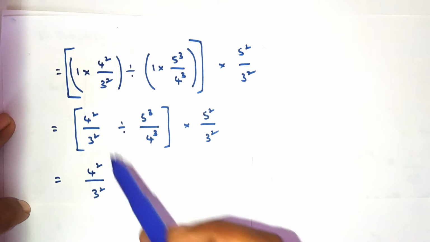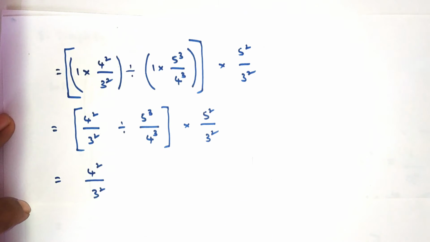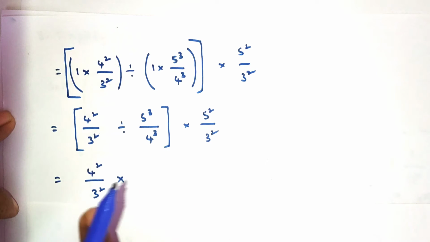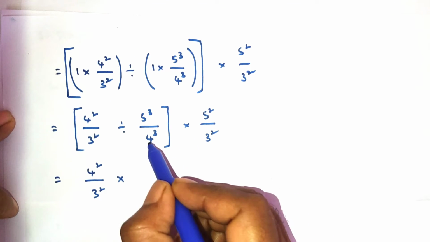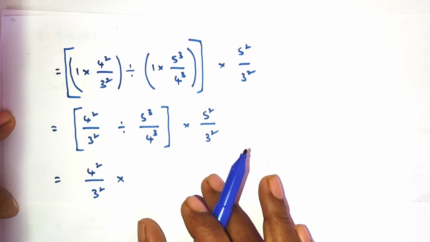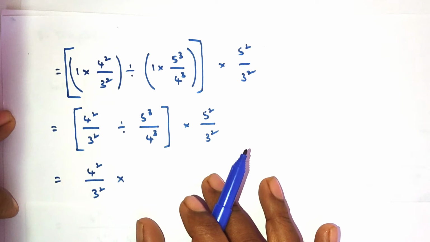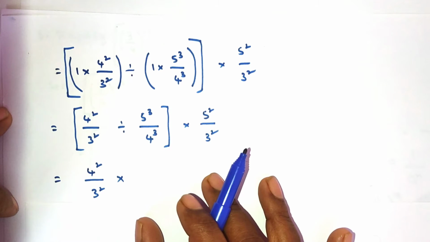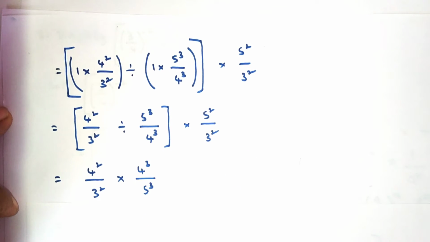We have written this same to same. We have written multiplication symbol here. After writing multiplication symbol here, we have to change the order of this fraction. So we have to write in a reverse direction here. See, we have written 4 cube by 5 cube.